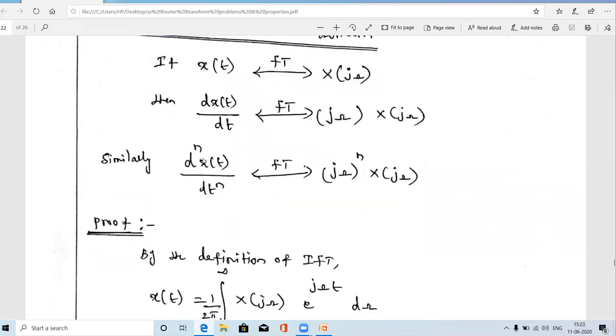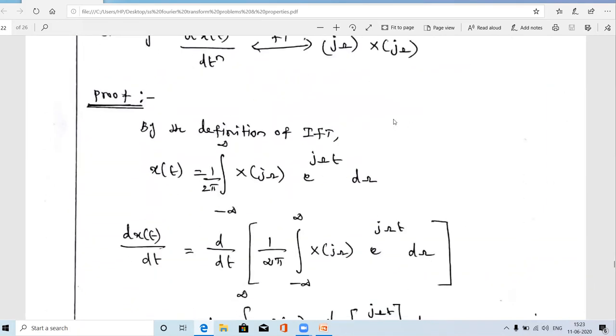Similarly, if we differentiate x of t n times, that is d power n x of t divided by dt power n, then the Fourier transform of that differentiation gives j omega to the power n into X of j omega. The original Fourier transform is multiplied with j omega to the power n. So now we are going to prove this differentiation property.